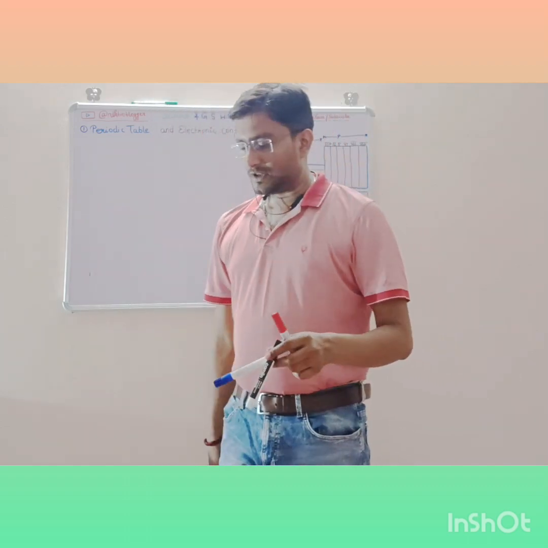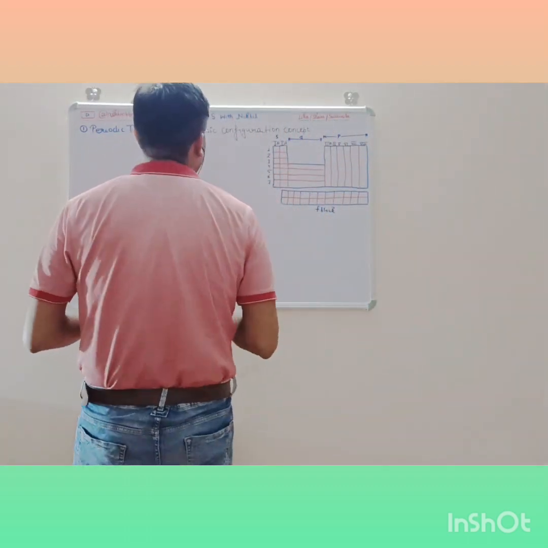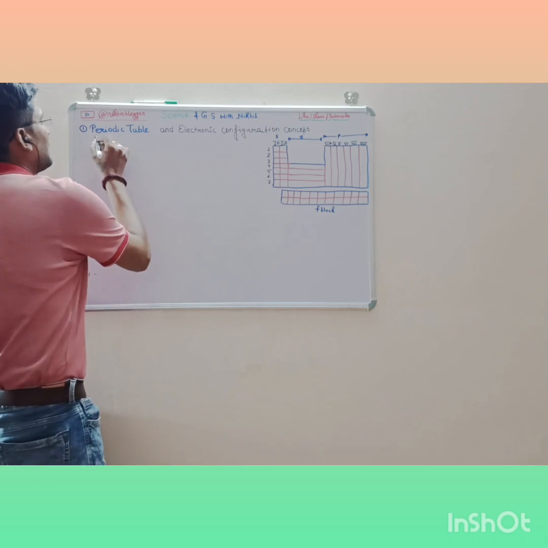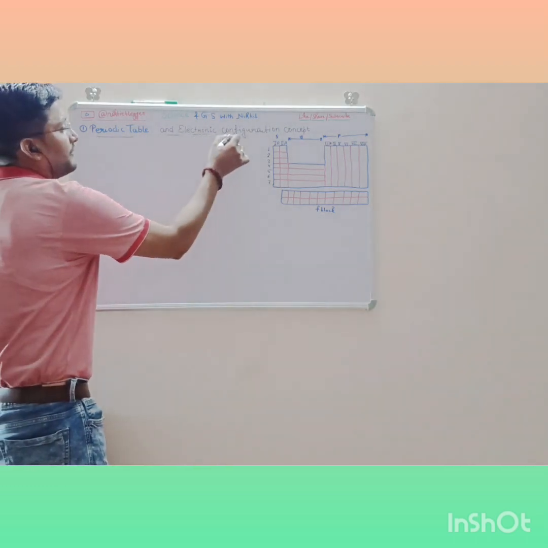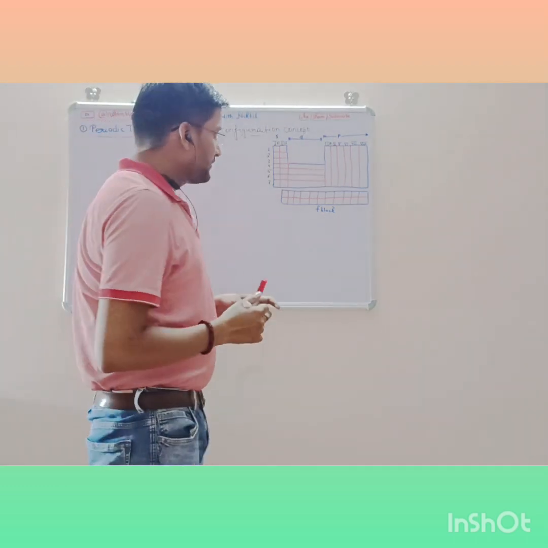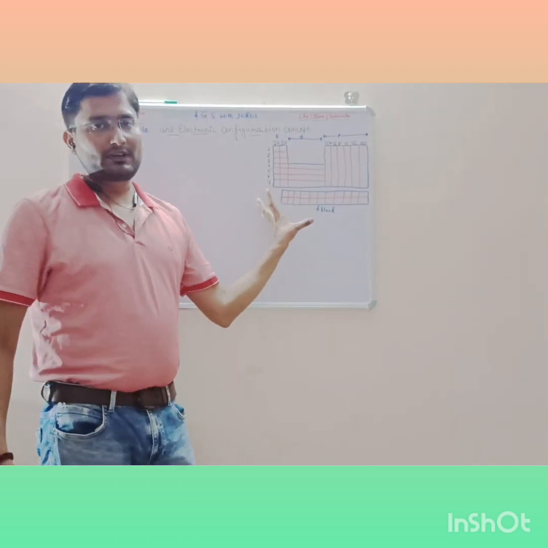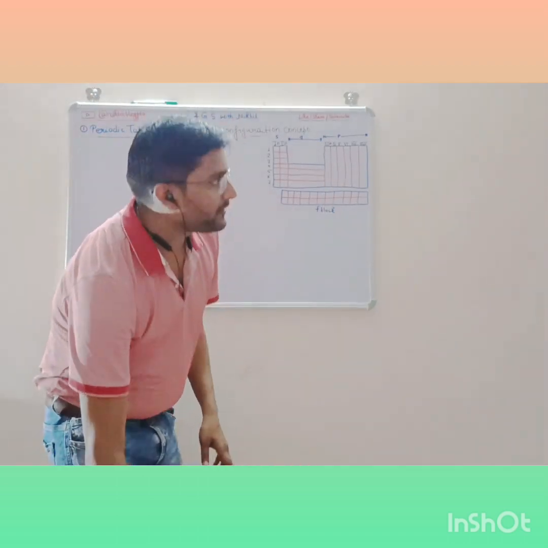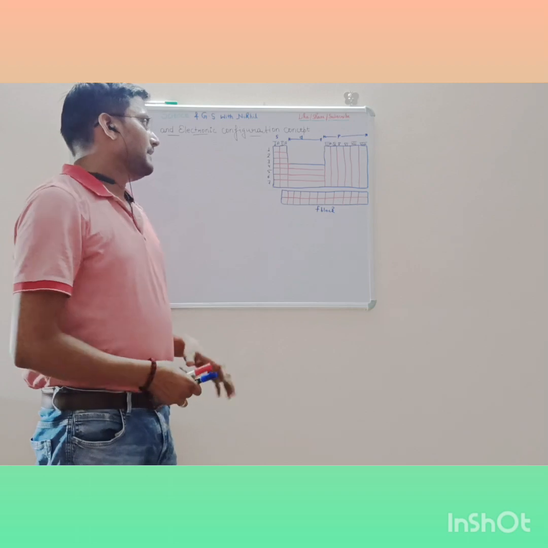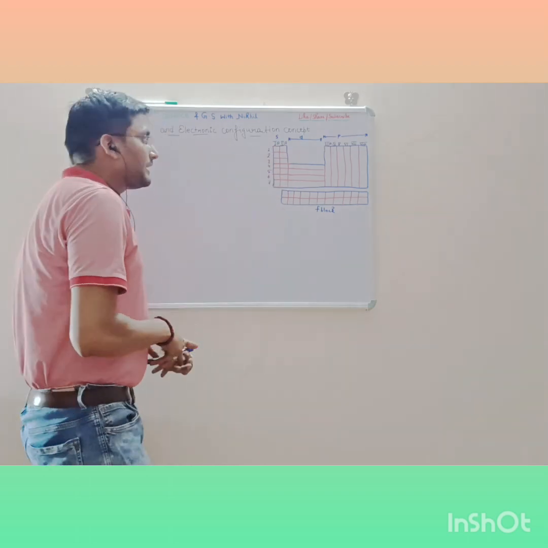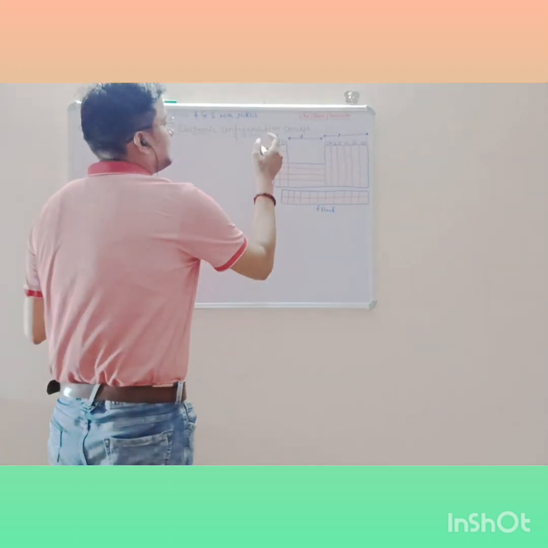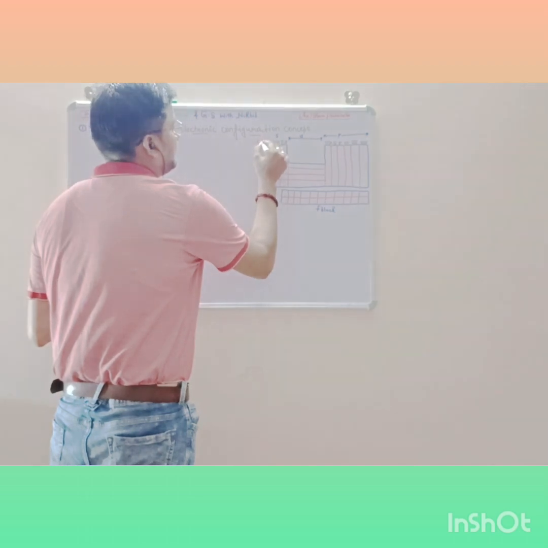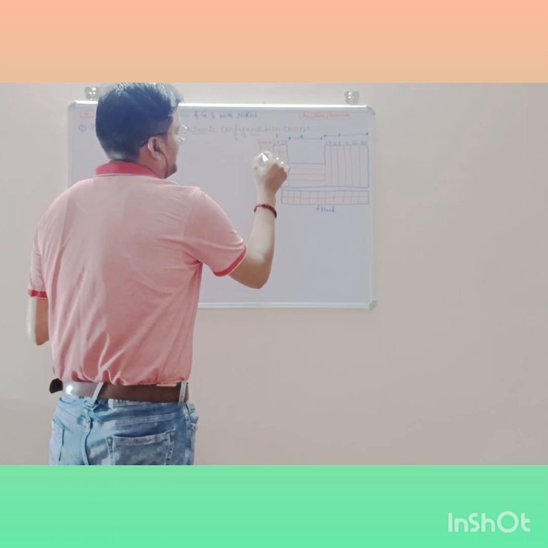So students, coming to the topic, that is from chemistry itself, the periodic table and electronic configuration concept. You can all see the visualization of a periodic table I have taken, and I have mentioned certain things. The uppermost part here is group and the lowermost part is period.